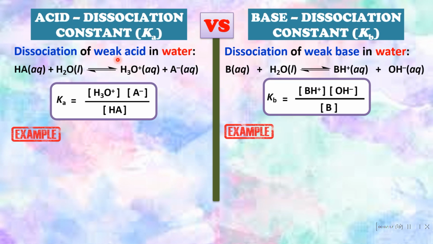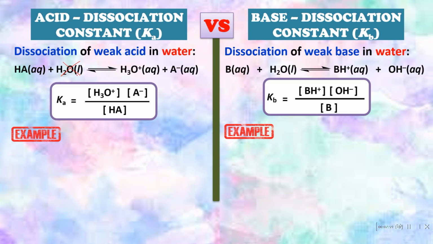Dissociation of a weak acid in water, here is the equation. A weak acid, when it dissociates in water, does not dissociate 100%. That's why we have to use a bidirectional arrow, so this equation is reversible. The acid will donate a proton to water, and water becomes H3O plus aqueous, and it will form an anion, A minus aqueous.